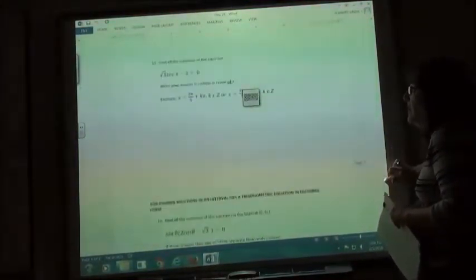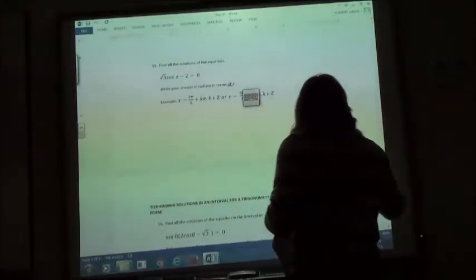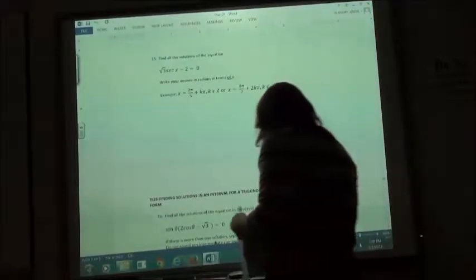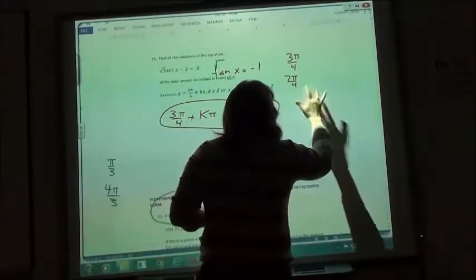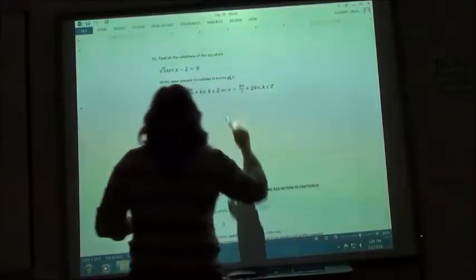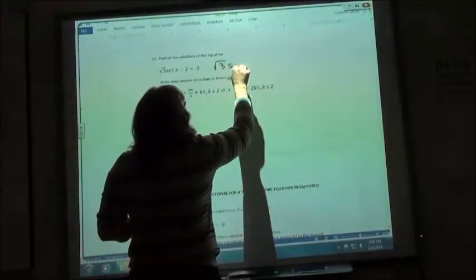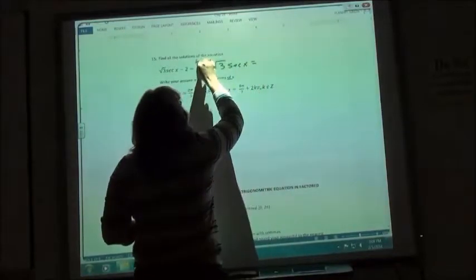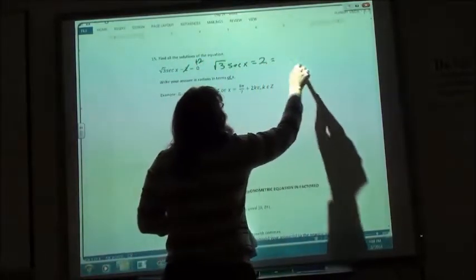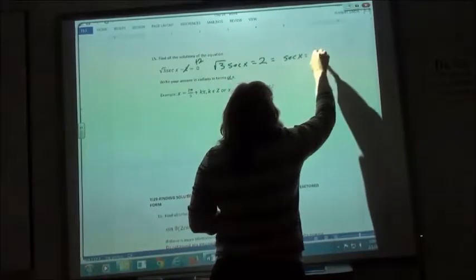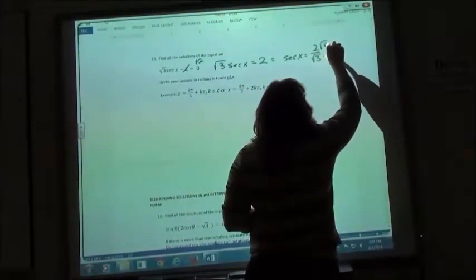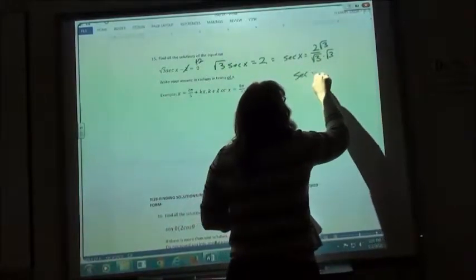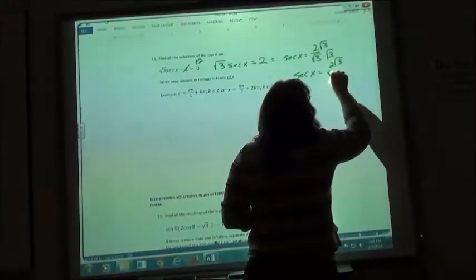And number 15, this time we're doing a secant. Secant's normal period is 2 pi, just like sine and cosine. And so solving this, we're going to have square root of 3 secant of x equals a positive 2. And so secant of x is going to equal 2 over the square root of 3. If I rationalize my denominator, secant of x is going to equal 2 square root of 3 over 3.